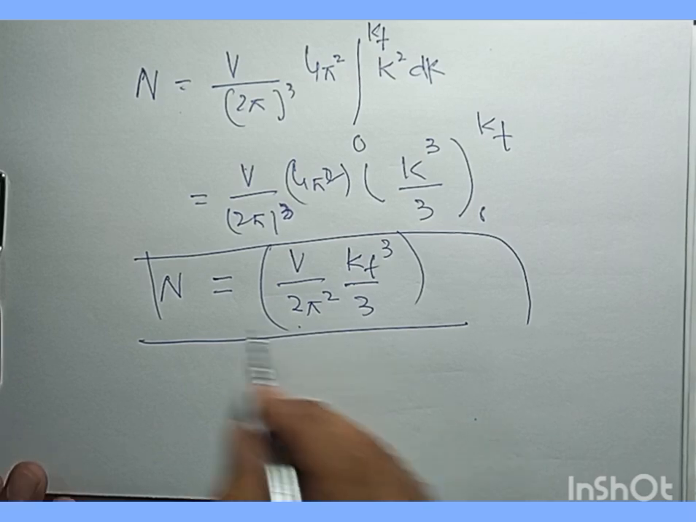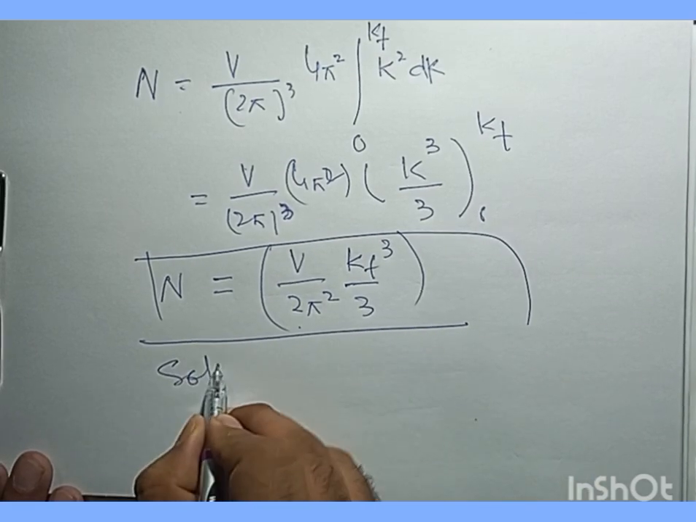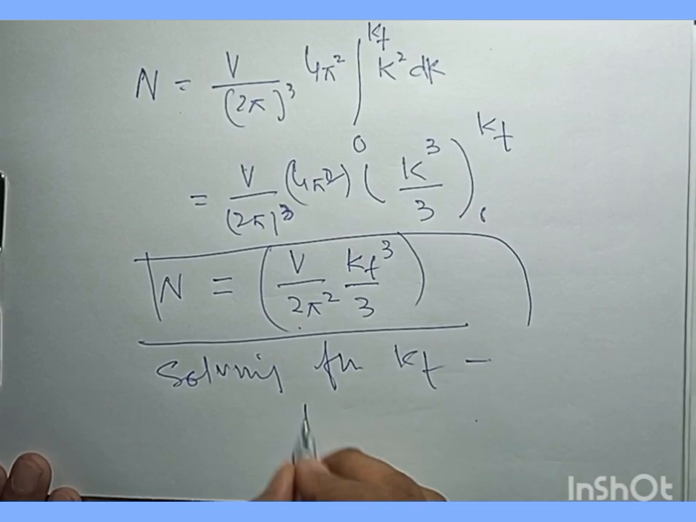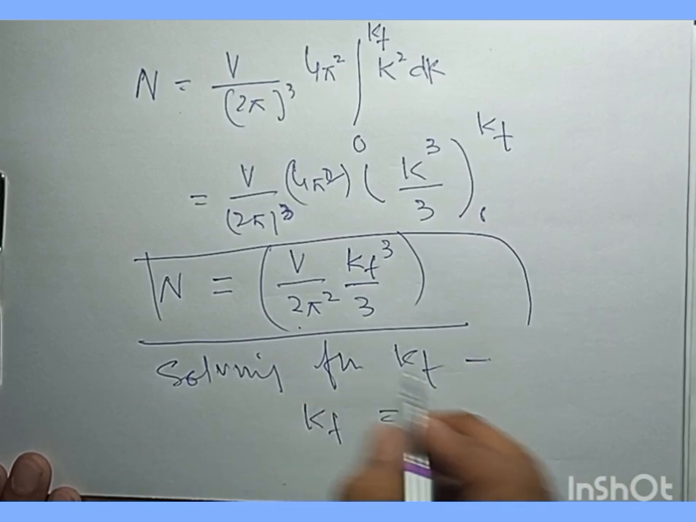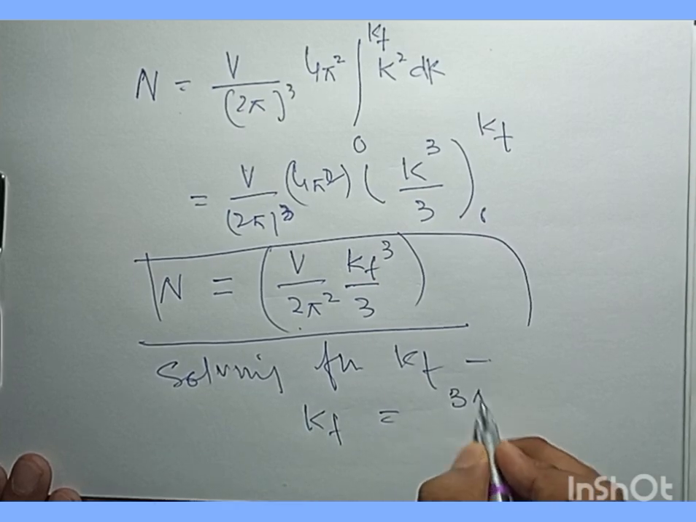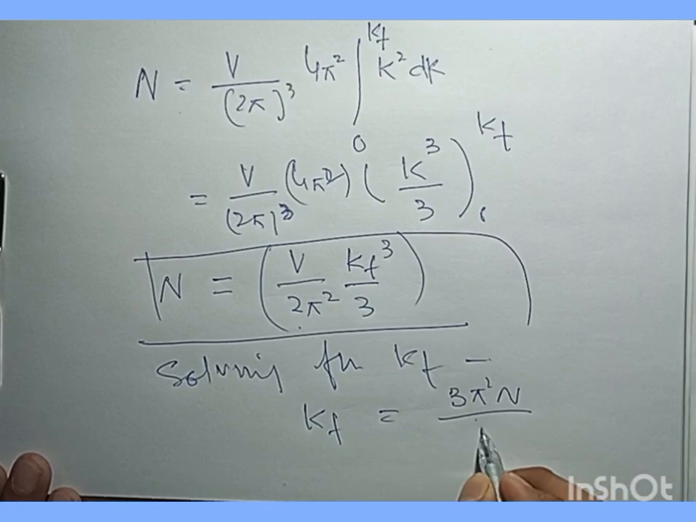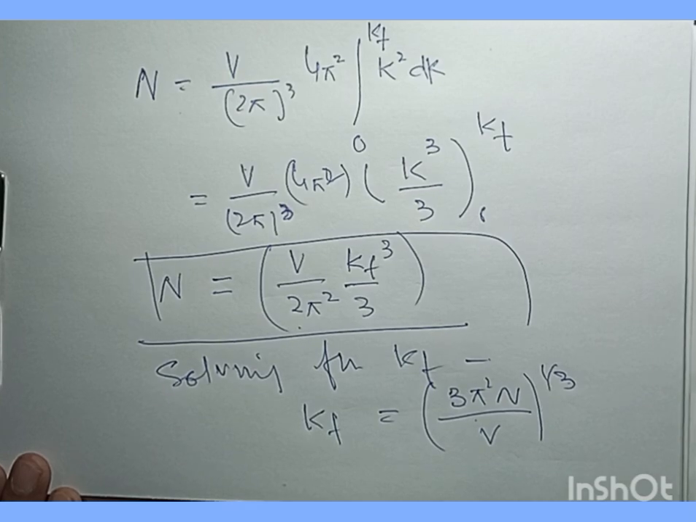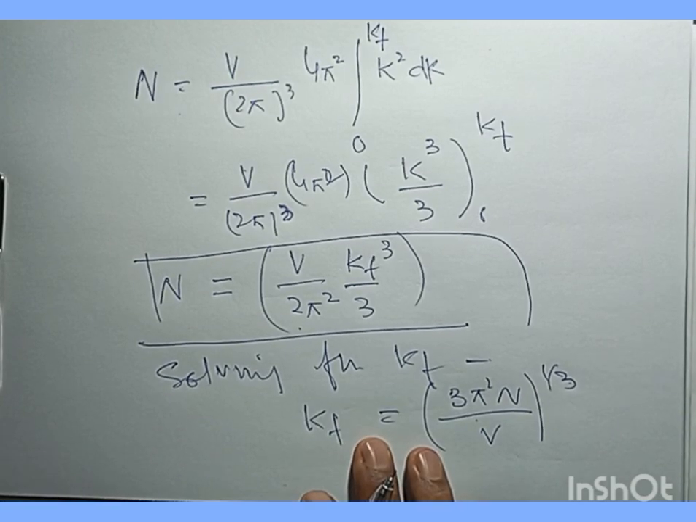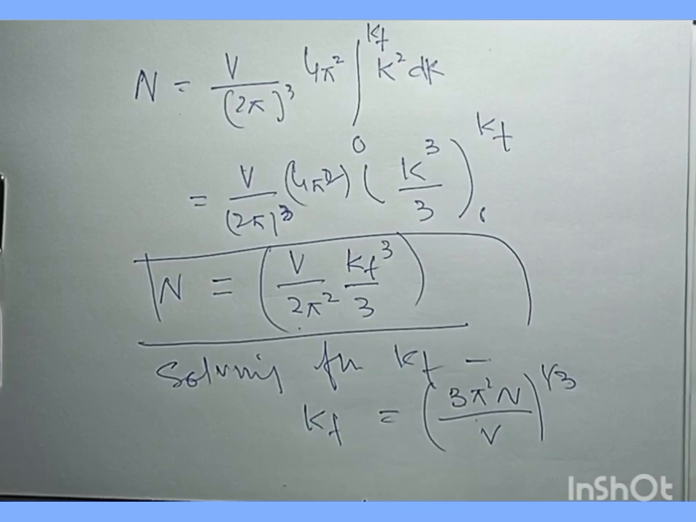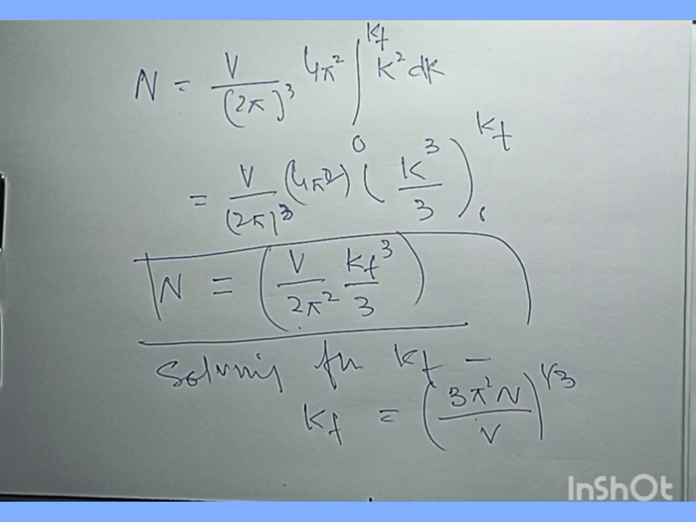Now we can solve this equation for kF. Solving for kF, we move all the other terms to the other side, and we find kF is equal to (3 pi square N by V) whole to the power of 1 by 3. All you have to do is transform all the terms to the other side, and finally you will come up with this.